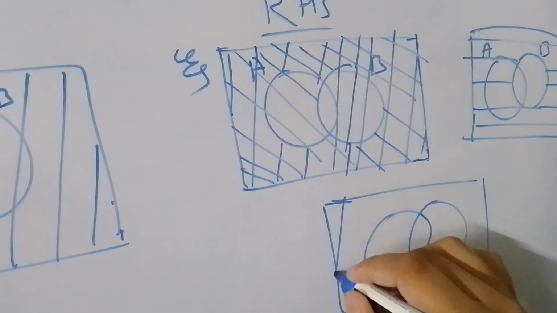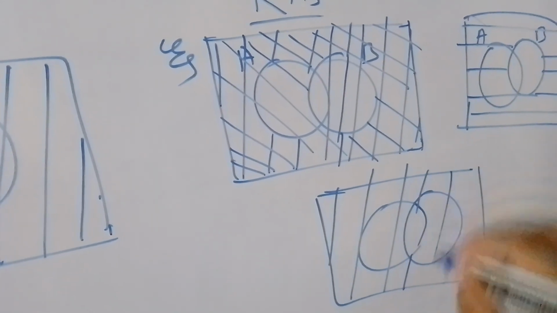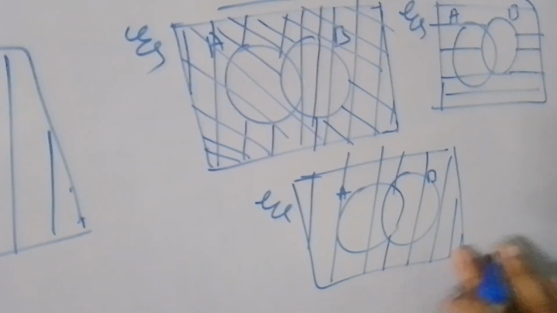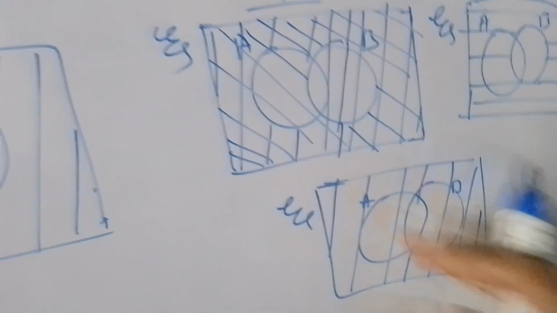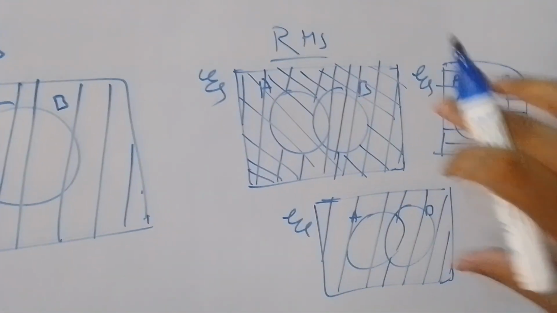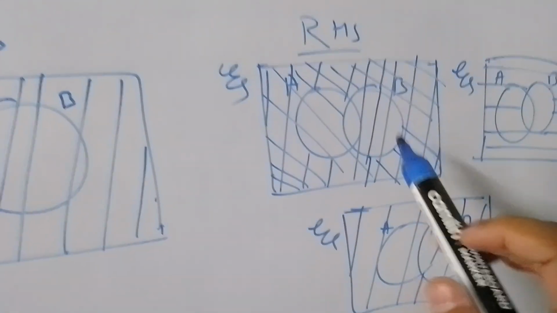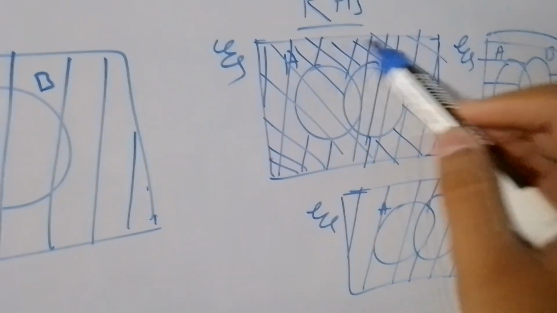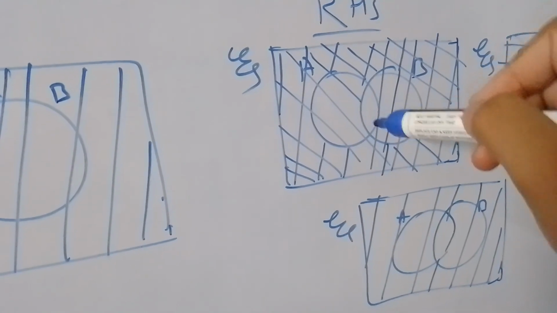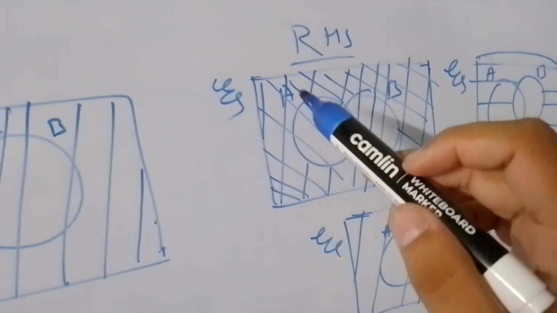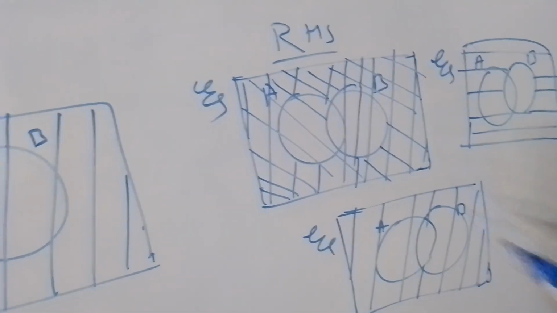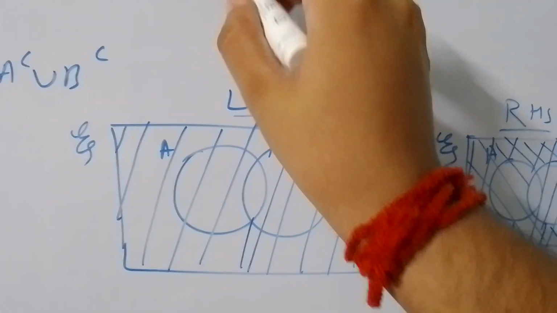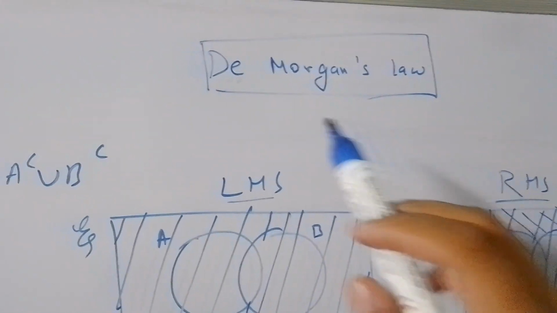Why? Because union means what? We need to take the OR case, because X can belong to A or B, but not the intersected part, or it can belong to the complements of A and B. Okay, so this completes our Venn diagram and the topic De Morgan's law.